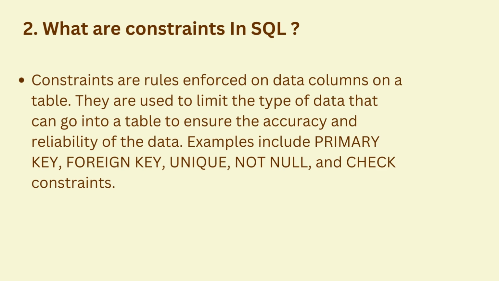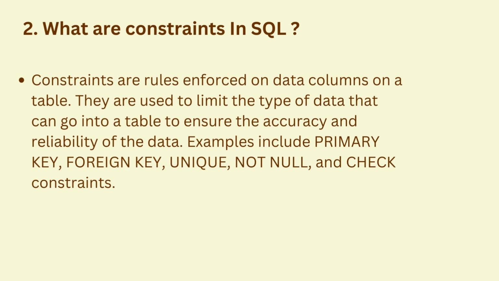What are constraints in SQL? Constraints in SQL are rules enforced on the data columns in a table to ensure the integrity and accuracy of the data. Some key constraints include: not null constraint. Ensures that a column cannot have a null value. Unique constraint. Ensures all values in a column are different.